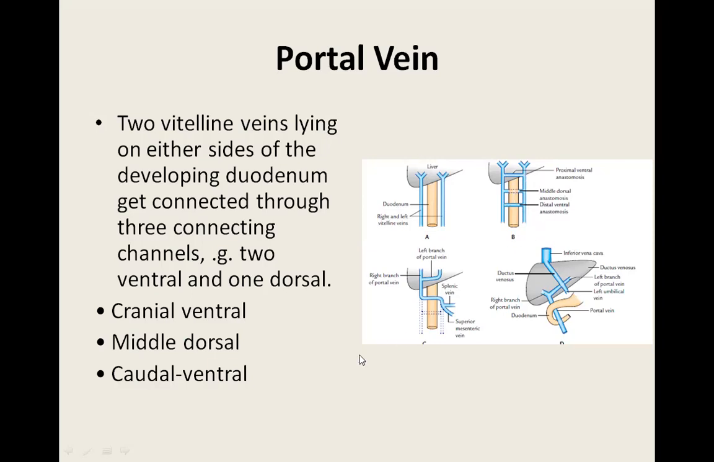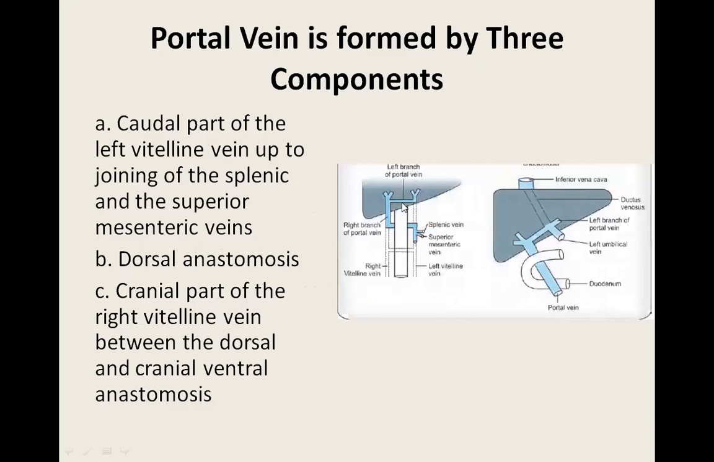What happens? Gradually, they will disappear. So what is left? Over here you can see the caudal part of the left vitelline vein. This one is the right, this one is the left. So the caudal part of the left vitelline vein, up to the joining of the splenic and the superior mesenteric vein. Okay, this one is left.